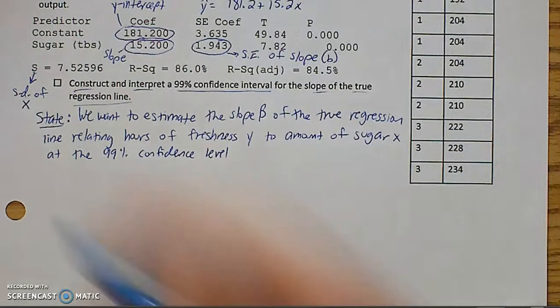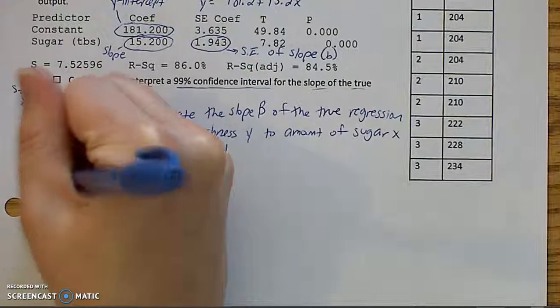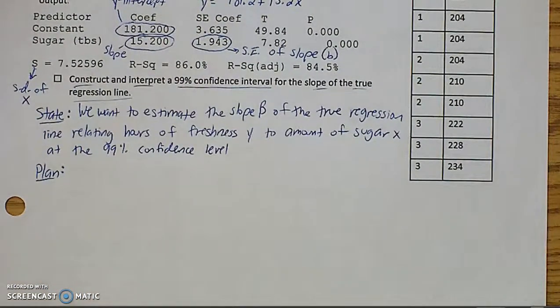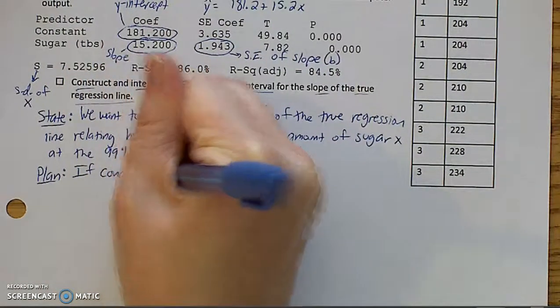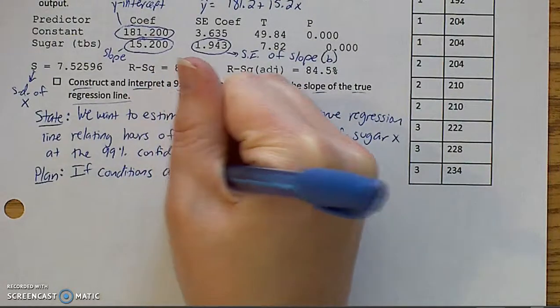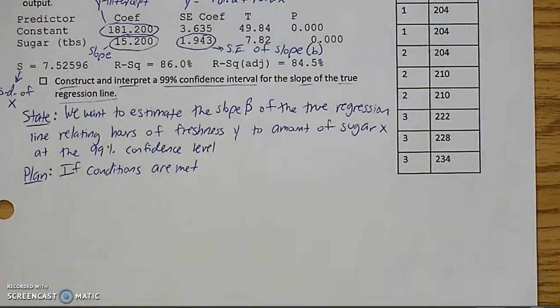Okay, so for our plan, if our conditions are met, we're going to use a t-interval for the slope in order to estimate beta. This is where it became important to not just say, I'm going to use a t-interval, but to say t-interval for slope versus t-interval for means, which was something we did in the previous chapters. So if our conditions are met, we will use a t-interval for the slope to estimate beta.